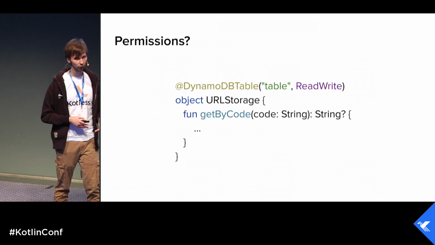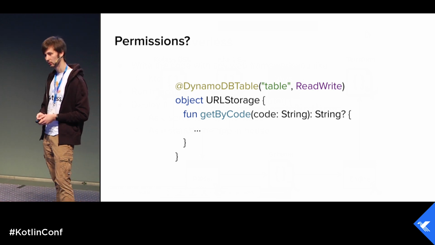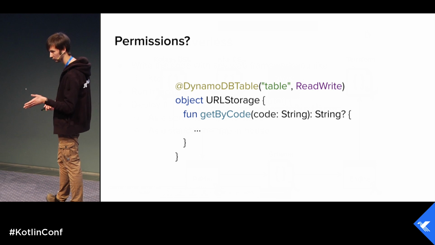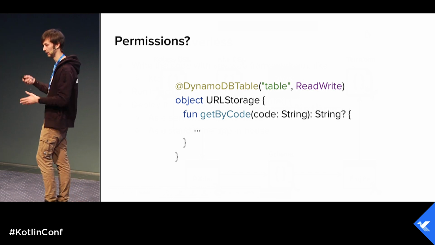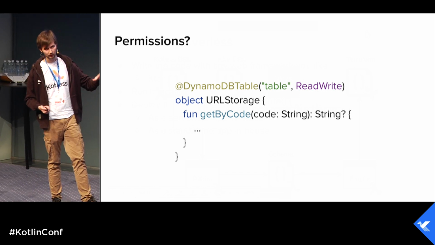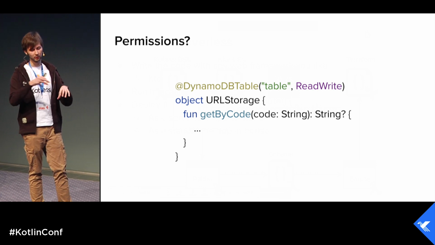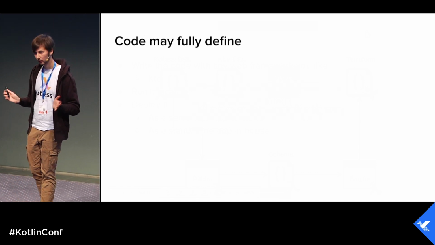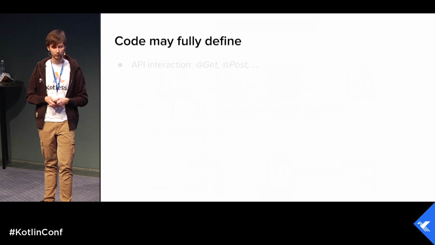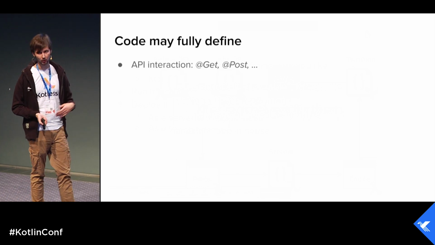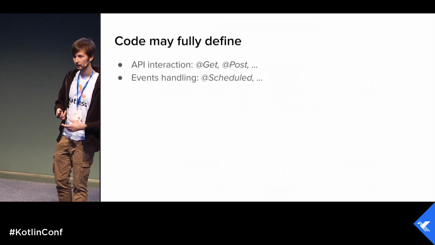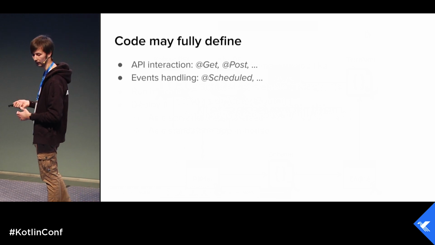Since Kotless generates the full infrastructure for your application, you will not be able to say that this exact serverless function should have access to this exact DynamoDB table. So we need to provide you with an ability to say that some objects inside your code require some permissions. In general, this is not the whole thing that code may fully define. In general, code may fully define API interaction. We've seen it already. It is get, post, and so on. It can define events handling, not only scheduled, but custom events from AWS, Azure, or any other thing.